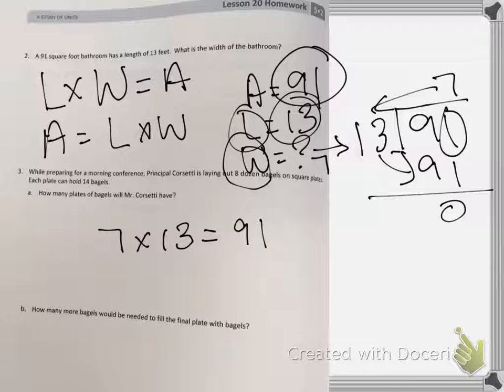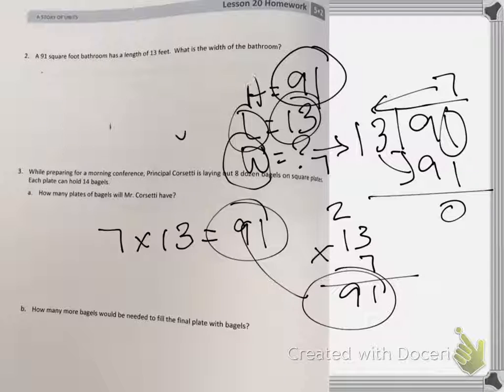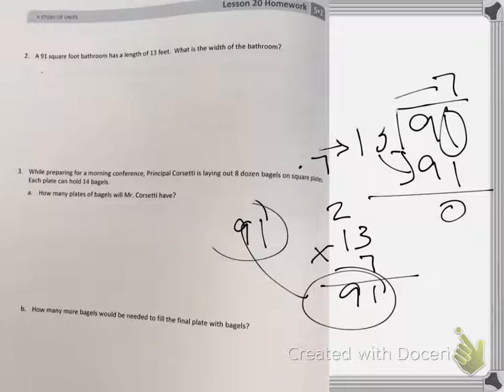Well, how do we check that? What's 7 times 13? Let's see, 7 times 3 is 21. 7 times 1 is 7, plus the 2 is 9. So we get 91. So that is correct. So our missing width was 7.